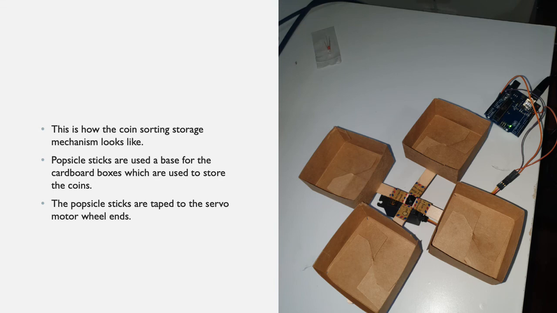The popsicle sticks are taped to the servo motor wheel. The servo motor has four ends on its axle, and the popsicle sticks are taped to them. So this is the end of the third phase as well.